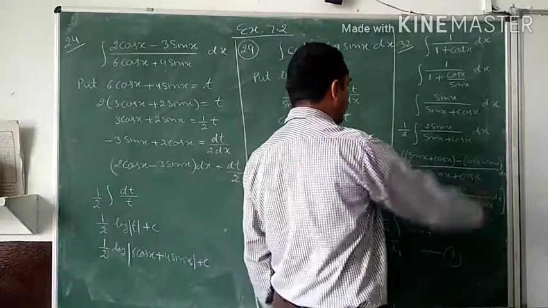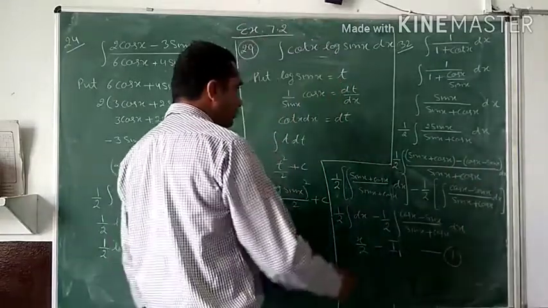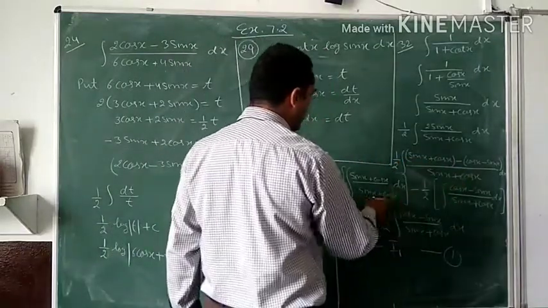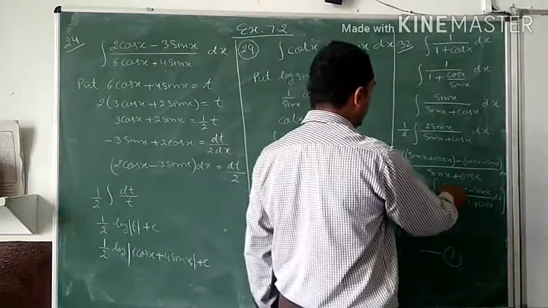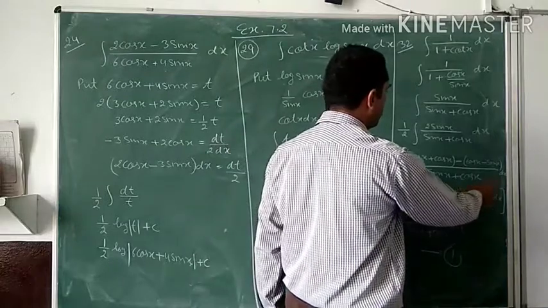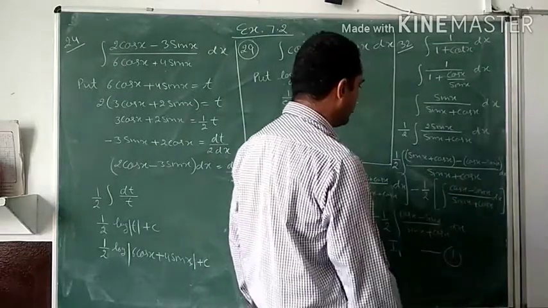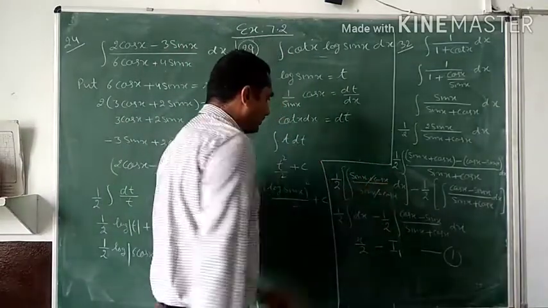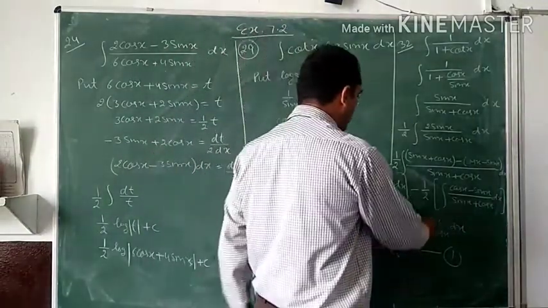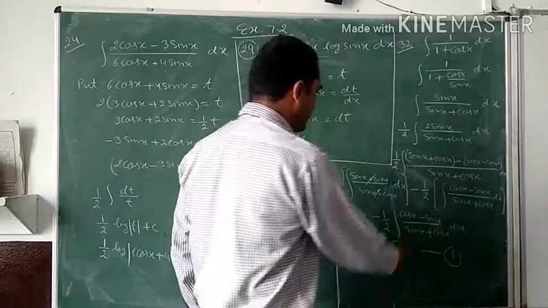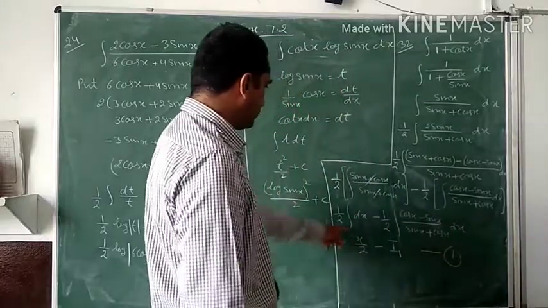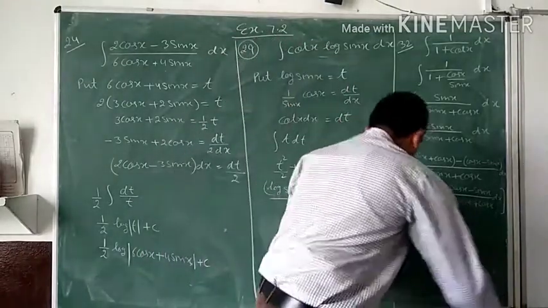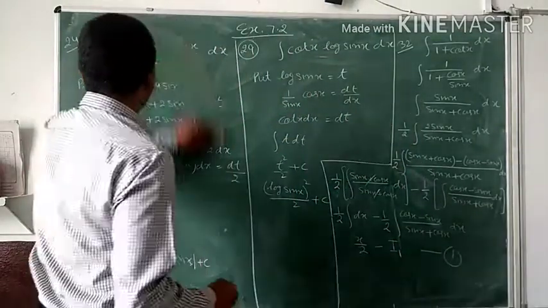So adding and subtracting cos x, then 1 by 2 sin x plus cos x over sin x plus cos x dx minus 1 by 2 integration of cos x minus sin x over sin x plus cos x dx. So 1 by 2 will cancel dx, minus 1 by 2 cos x minus sin x over sin x plus cos x dx. So integration of 1 dx is x by 2 minus I1. Now take it as equation number 1. Now solve this.